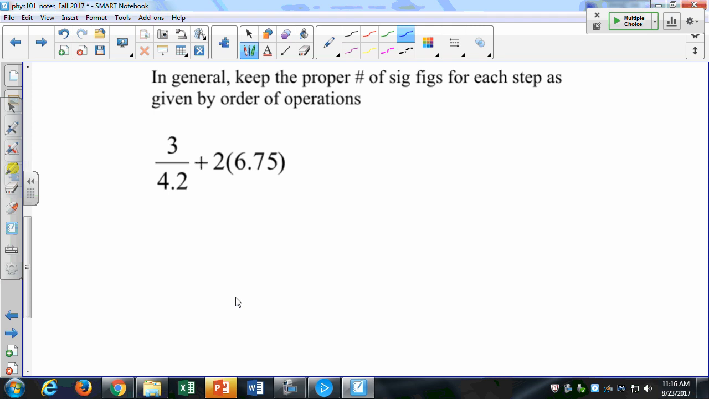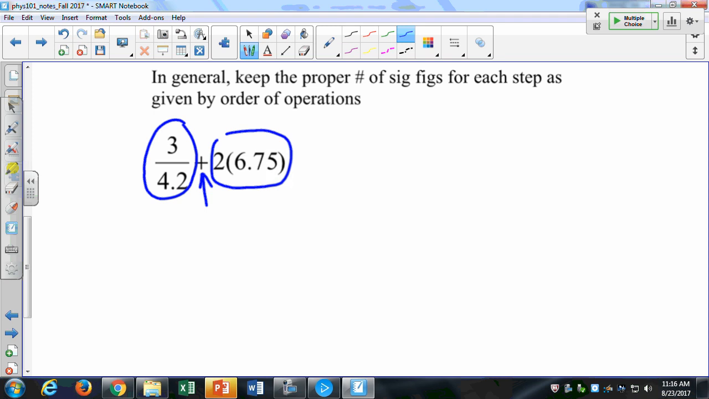So, for example, I would do this step, keeping the proper number of sig figs. Then I would do this step, keeping the proper number of sig figs. And then I would do this step, keeping the proper number of sig figs. So you have 3 different steps. Let me step you through each of them.